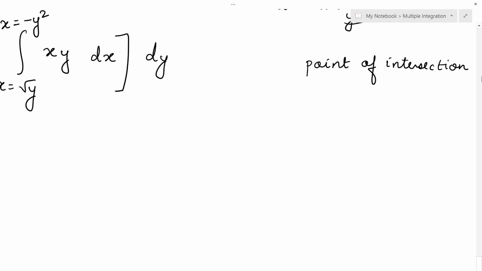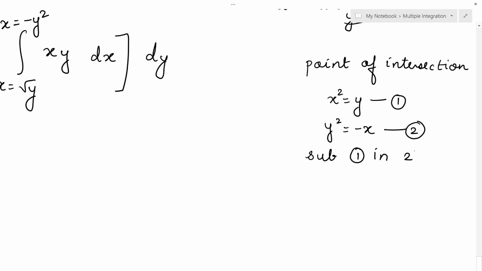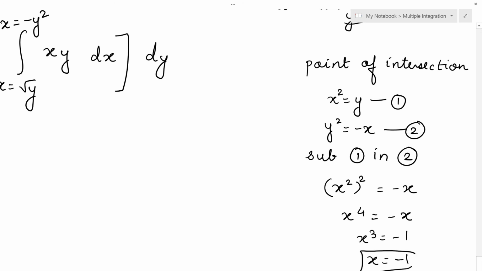So write the curves that are given to you. What is the first curve that is given? x square is equal to y is the first curve given to you. The second curve is y square is equal to minus x. So these two curves are given to you. Now to find the point of intersection, you substitute 1 in 2. Always you do that. Whenever you have to find the point of intersection, substitute one curve into another. Let us substitute equation 1 in 2. You will get like this, right? So x raised to 4 is equal to minus x. So the value of x is minus 1. Clearly you are getting the value of x as minus 1.